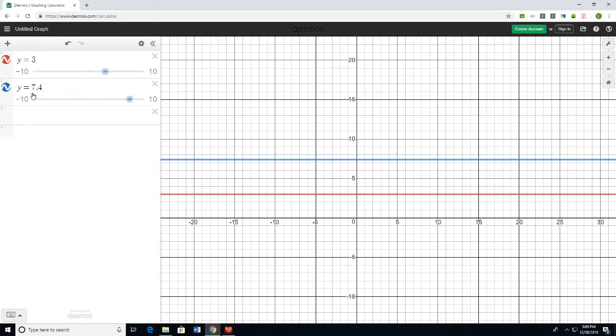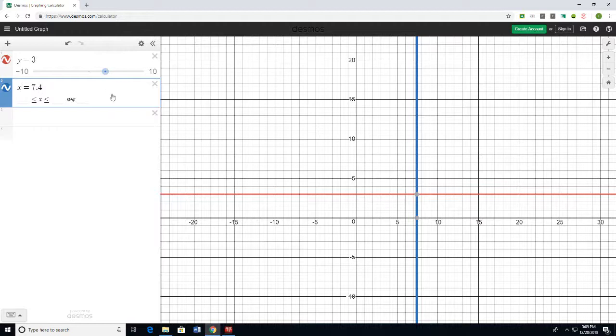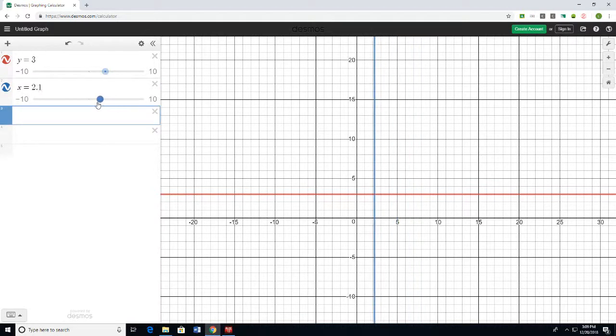And in order to change this, I need to change my y into an x to make that vertical line x equals. Okay, and again, we put a slider in there so we can move this line around. Any line that equals x is going to be perpendicular to the red line here.